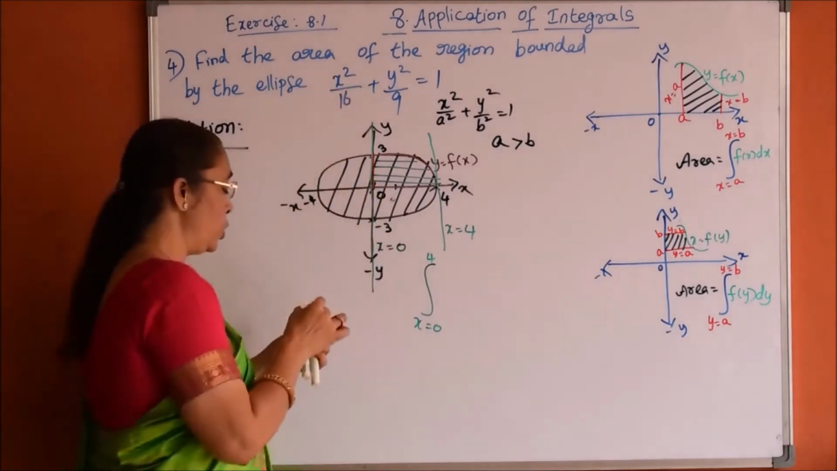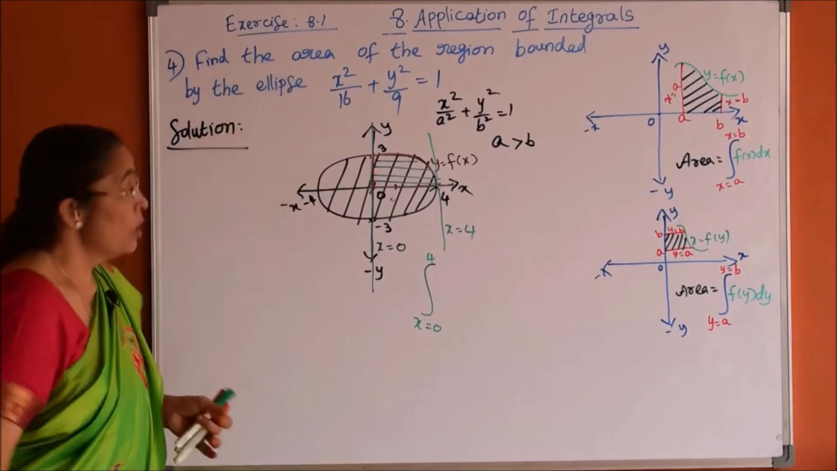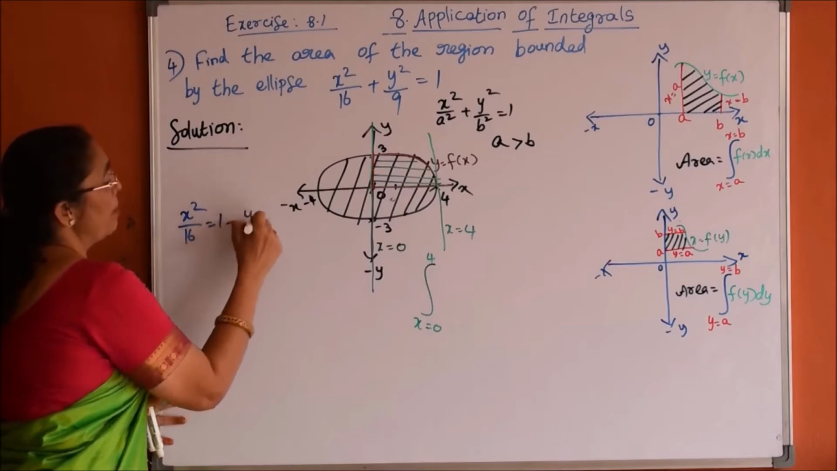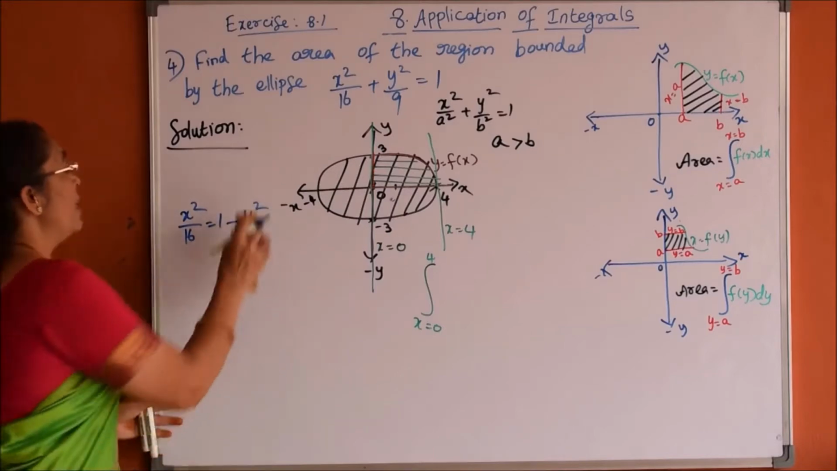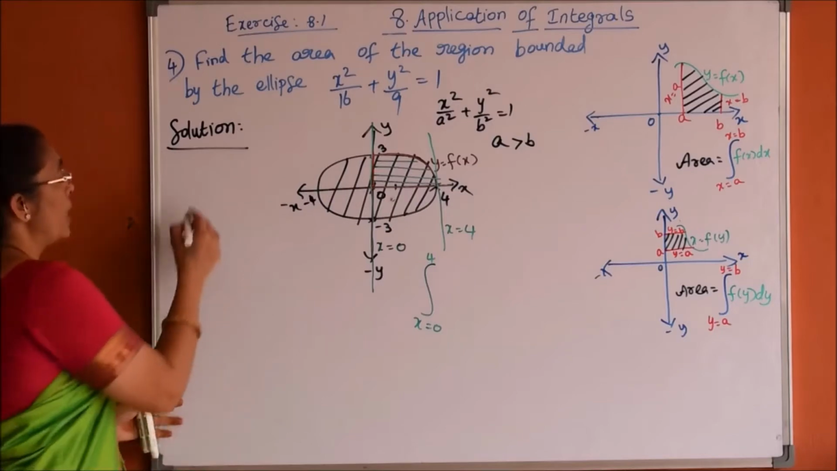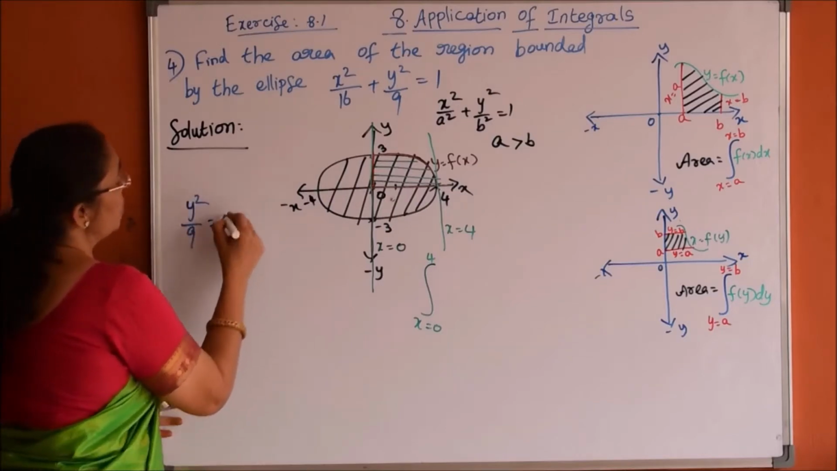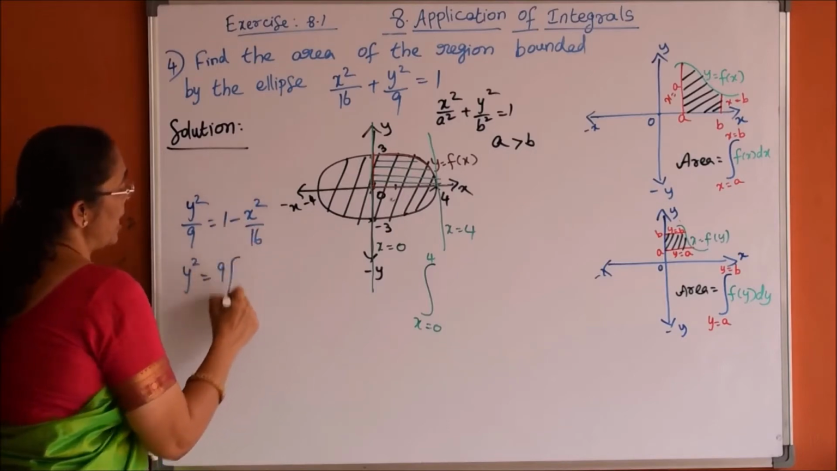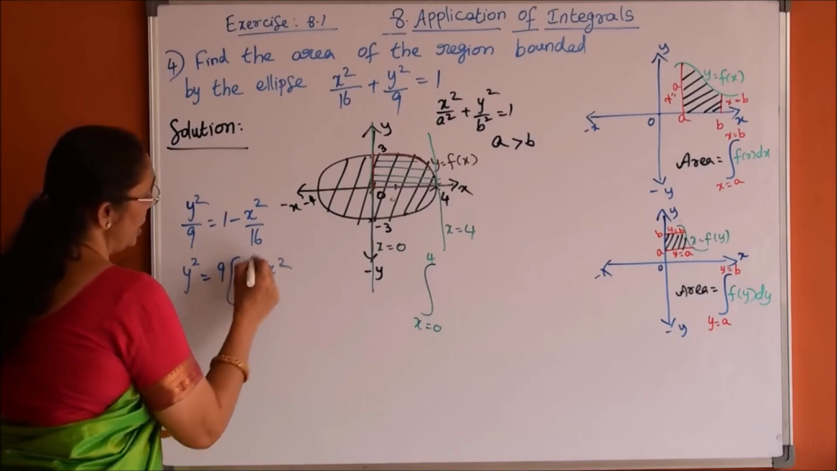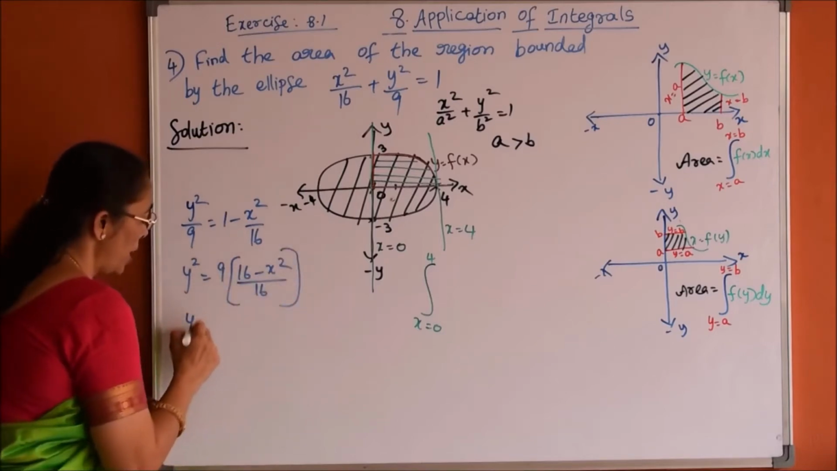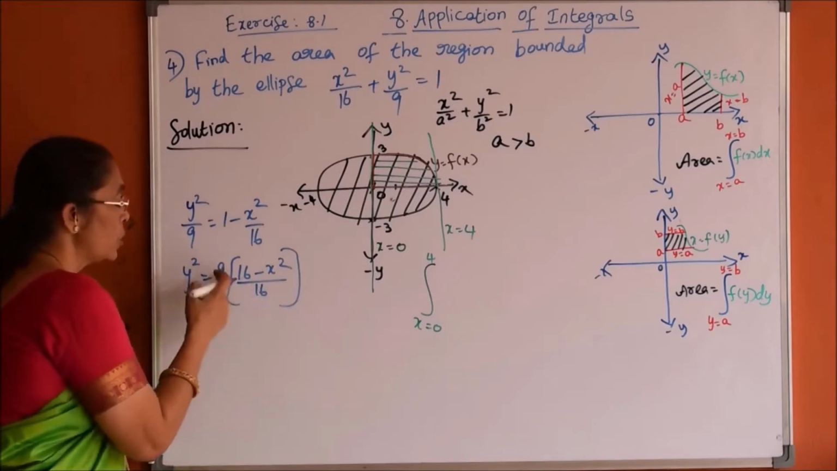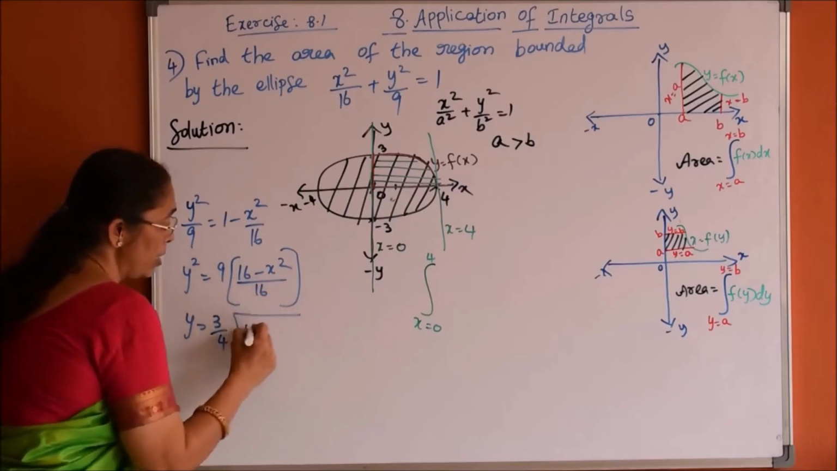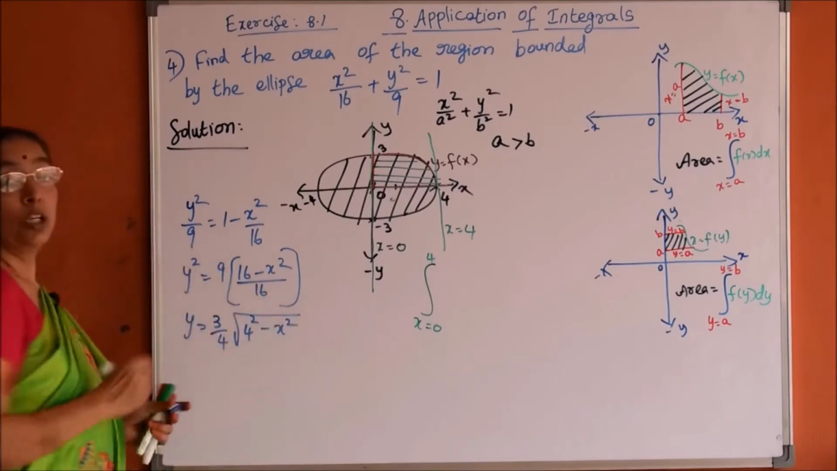So, we need to find out what y is from this equation. What will y be from that one? x square by 16 is equal to 1 minus y square by 9, sorry, we need the y value. So, y square divided by 9 is equal to 1 minus x square by 16. So, y square is equal to 9 times (16 minus x square) divided by 16. Otherwise, y is the square root of this whole thing. So, root over 9 by 16 is 3 by 4, root over 16 is 4 square minus x square. So, we got the y value.